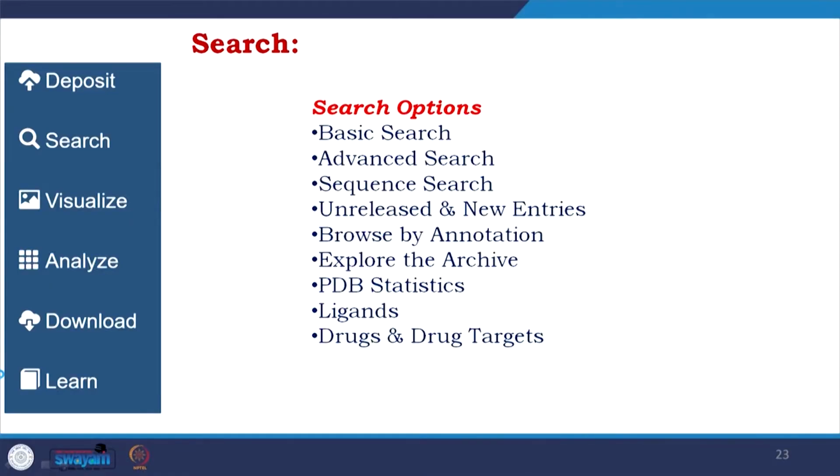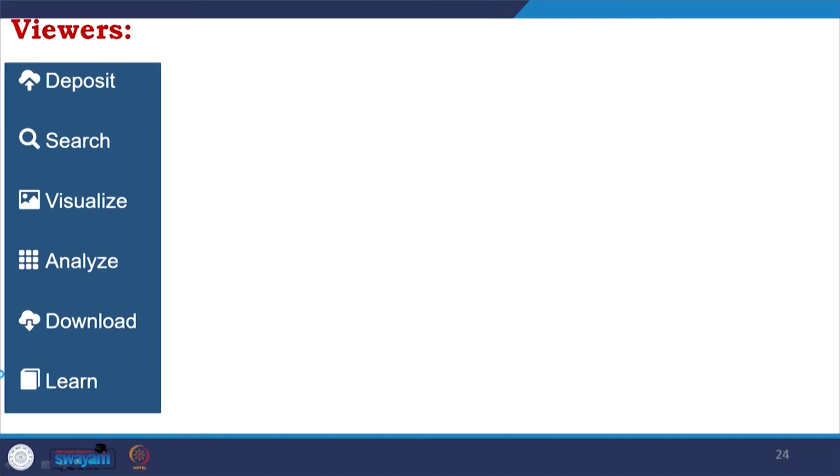Coming to search, the PDB, the Protein Data Bank, has made a lot of different options for searching: basic search, advanced search, sequence search, unreleased and new entries, browse by annotation, explore the archive, PDB statistics, ligand, drug targets. You have to change the words and do the searches and you will get what you want.